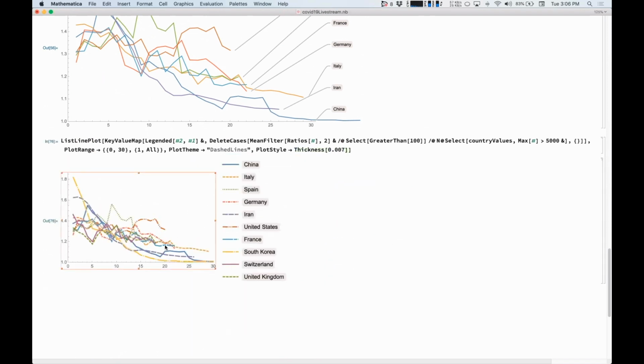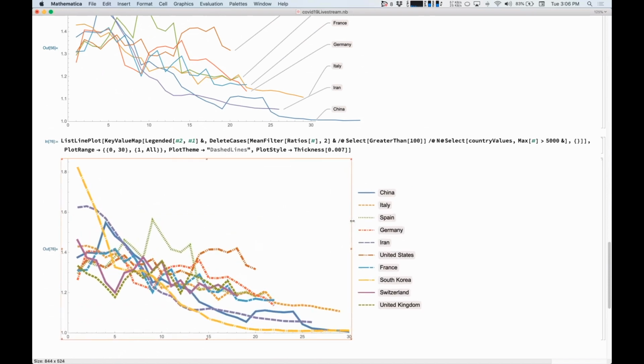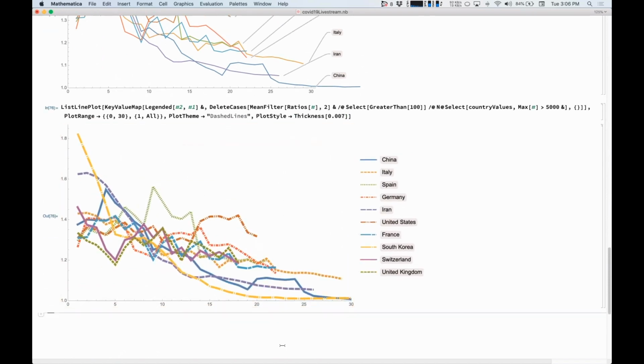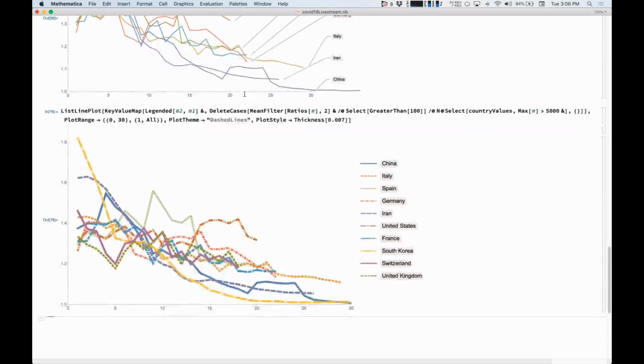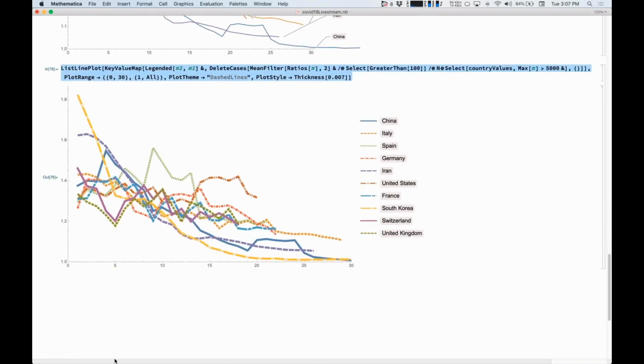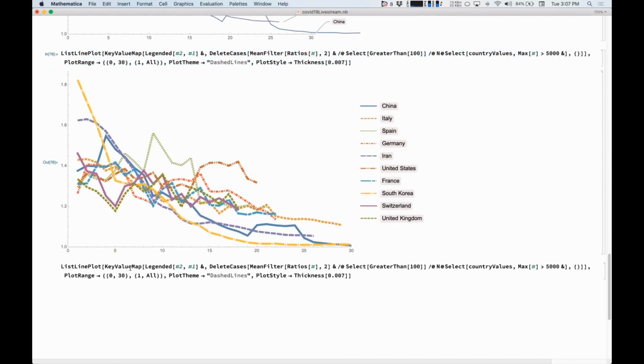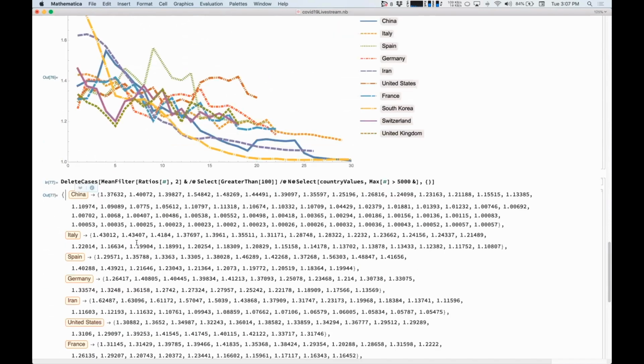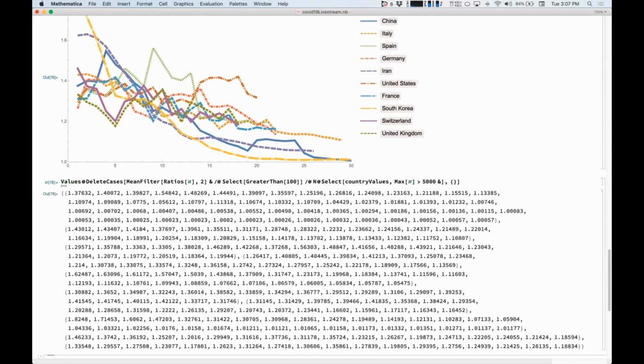This is hard to read. Well, here's another thing to try: just take the average of all these curves. But leave that picture, because I think that picture is interesting in its own right. That picture will be left there. But now let's try this. So we'll start with just the greater than 5,000, and we'll say values.